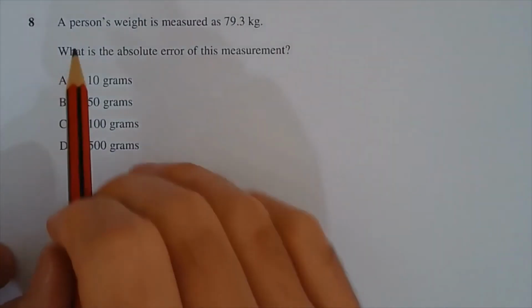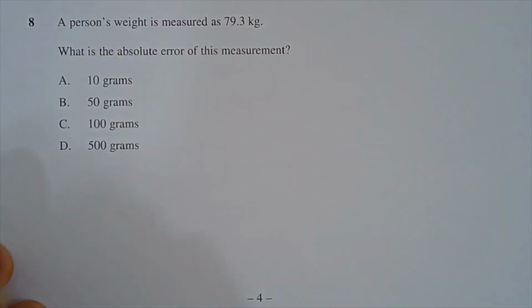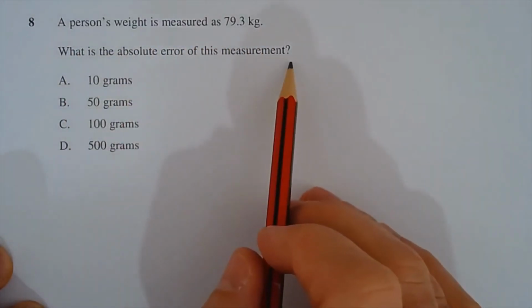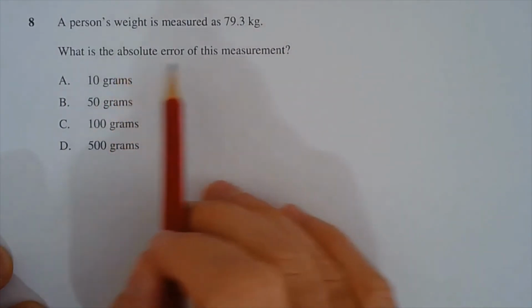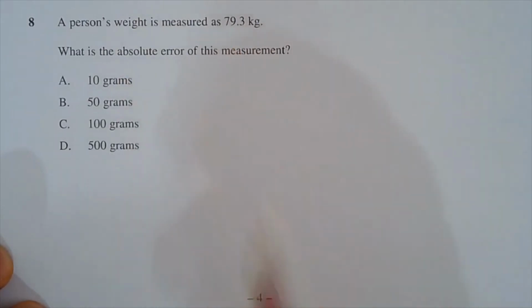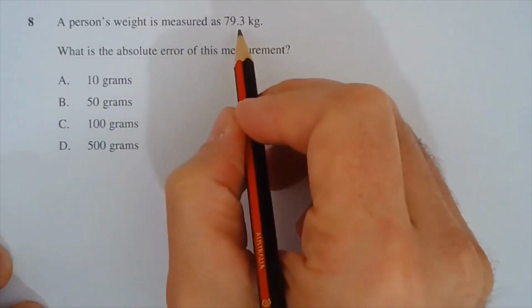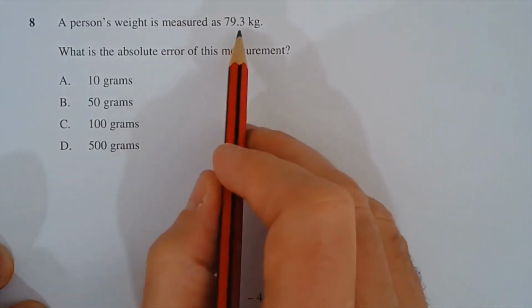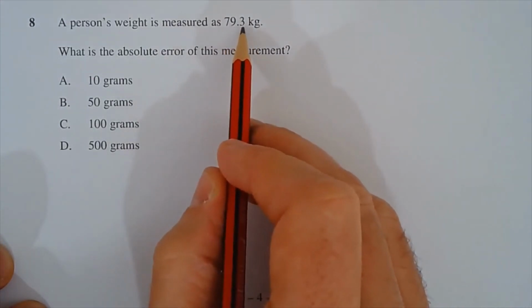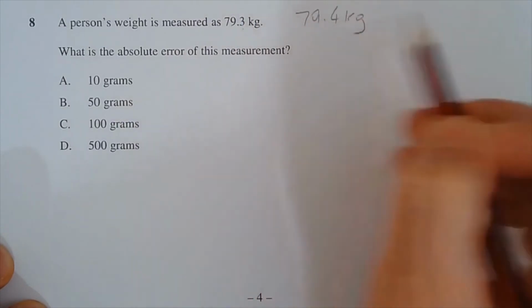Question 8. A person's weight is measured as 79.3 kilograms. What is the absolute error of this measurement? When you talk about absolute error, it's to do with the smallest unit of measure, or the smallest unit that this measurement implies. And the smallest unit is 0.1. Look at the steps. 79.3 kilograms. The next step up is 79.4 kilograms, and so on.